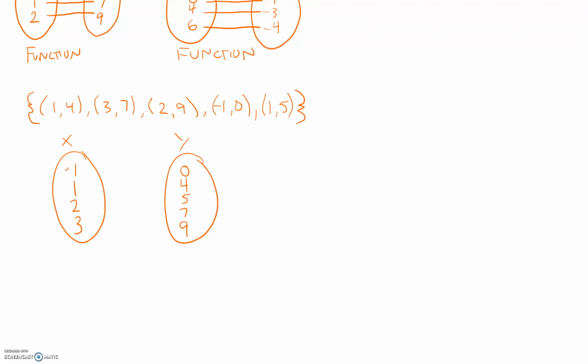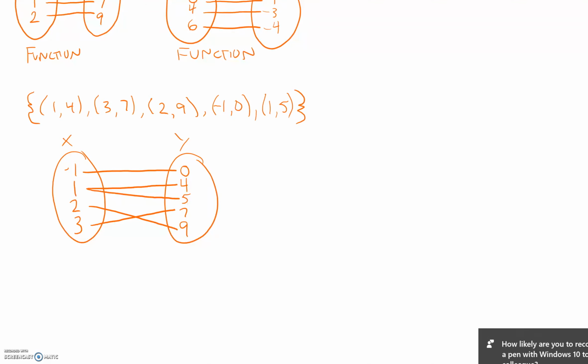And let's pair them up. -1 goes with 0. 1 goes with 4. 1 goes with 5. 2 goes with 9. And 3 is paired up with 7. In this case, we have a problem right here because the x value has two y values. So this is what, according to a mapping, makes a relation. We can't have two y values for one x value. And that'll look the same way with a vertical line test.